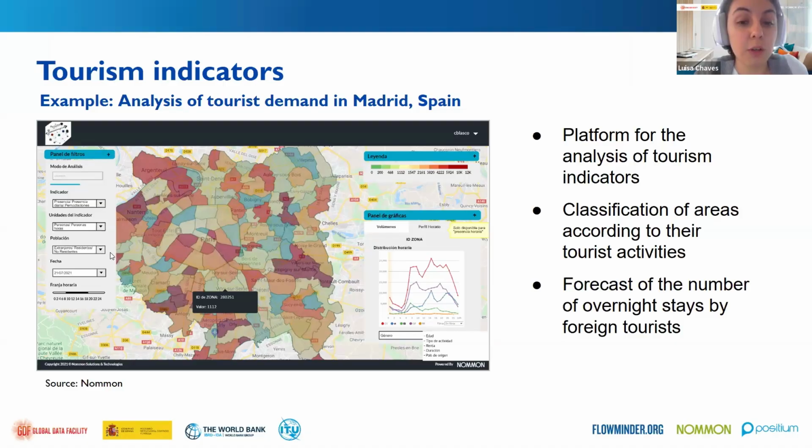This kind of data-driven approach helps the city to plan more effectively, target investment, and improve the overall experience of tourists and residents during peak tourism periods.